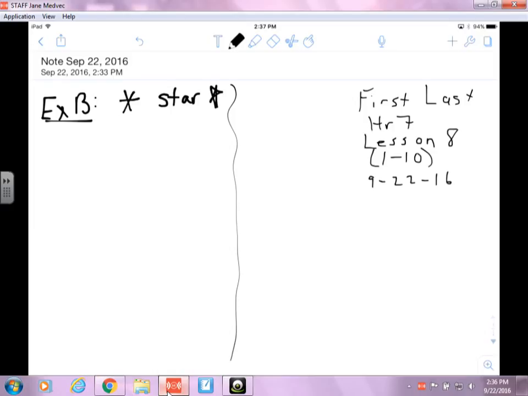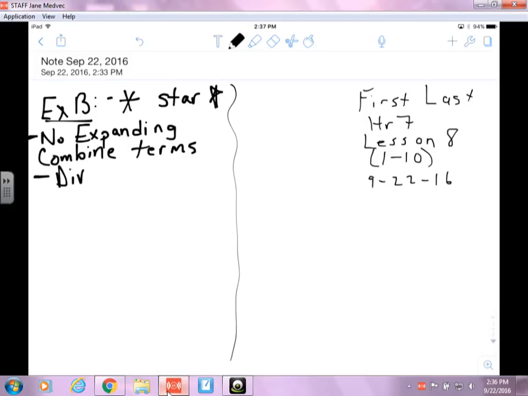Another thing on our lessons, we are no longer going to expand. So no to expanding. Instead, we're going to combine terms. And then the third thing we're going to do is dividing. And you'll see what I mean by that later.